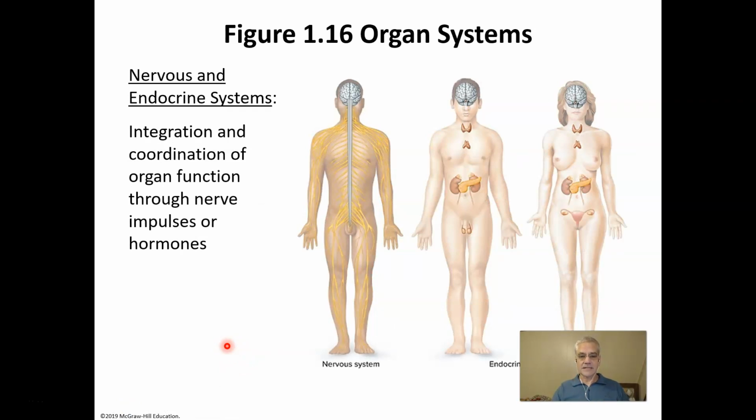Now, this slide tends to put the nervous and the endocrine systems together. They're really separate systems. You have a nervous system and you have an endocrine system. But they do work together very intimately to maintain, to integrate, coordinate organ function through nerve impulses or hormones. Right? So they're really two separate systems, but they do work very closely together.